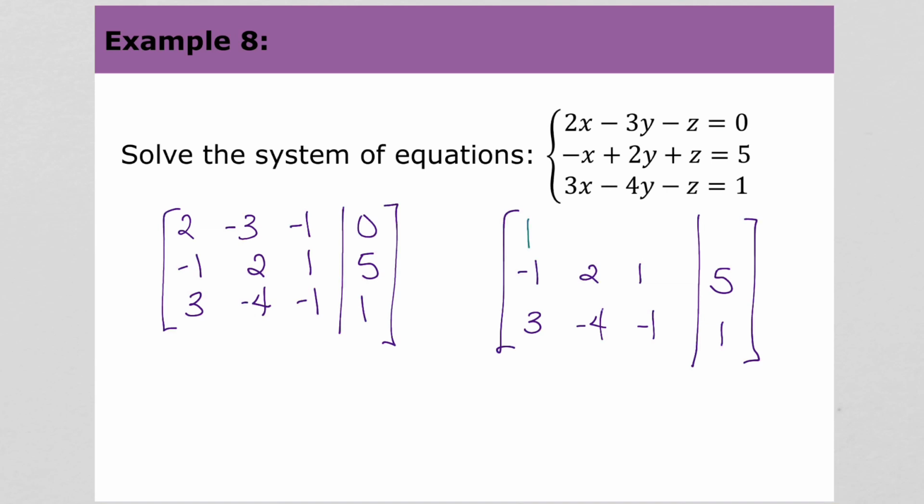So to get a 1 there, we're just going to divide by 2. So row 1 will be half of row 1. So we'll end up with, oh, wait a minute. No, that's not what we're going to do. Sorry. It's going to make it a little bit easier on us, because if we do that, then we're going to end up with some fractions. So let's do something different here.